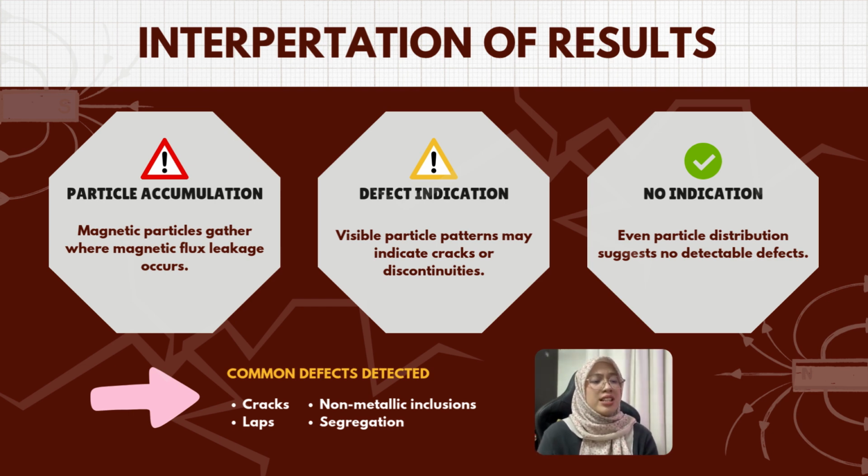The second one is defect indication. The visible particle pattern may indicate cracks or discontinuities. This means that there may or may not be a defect in the area. And the last one is no indication. Even particle distribution suggests no detectable defects. This means the component is all good. There's no defect on the component.